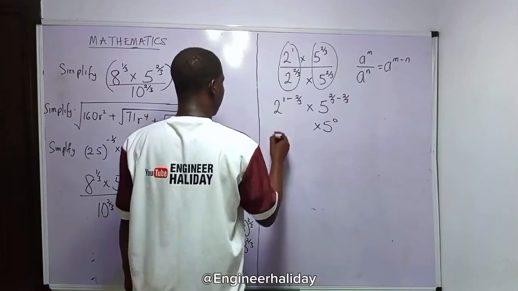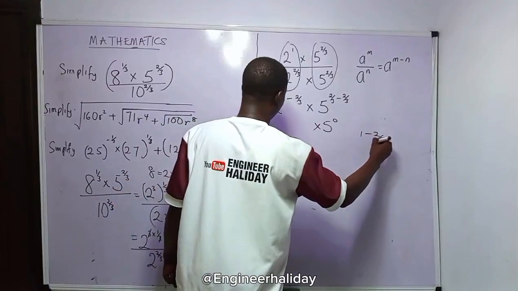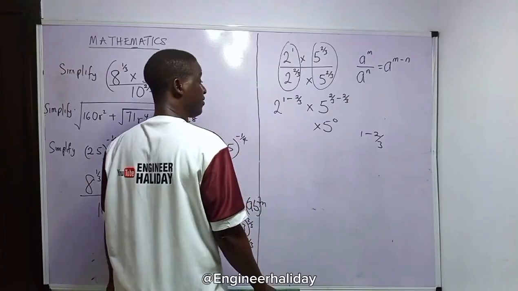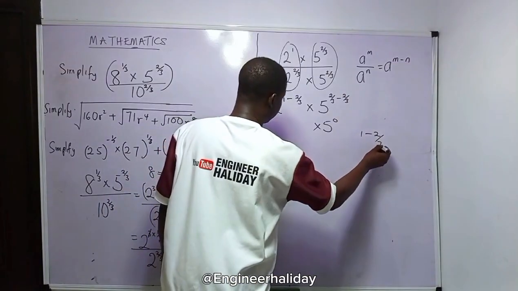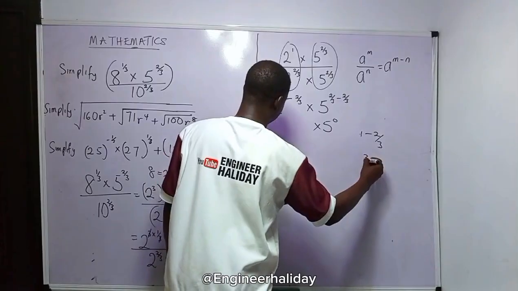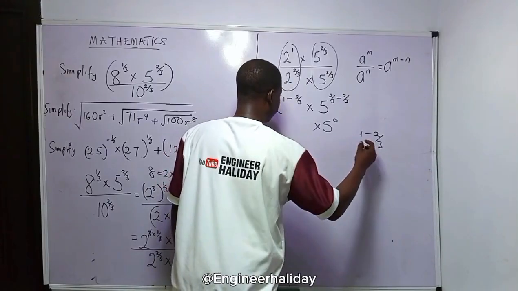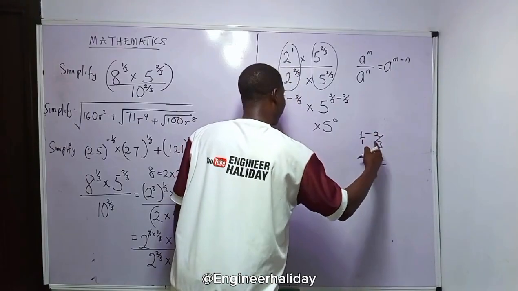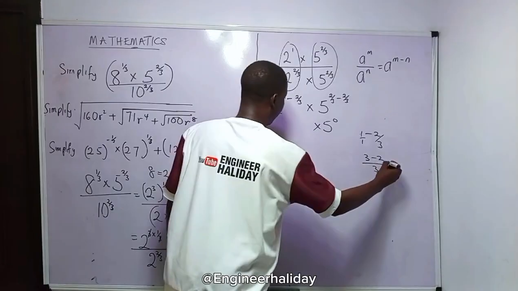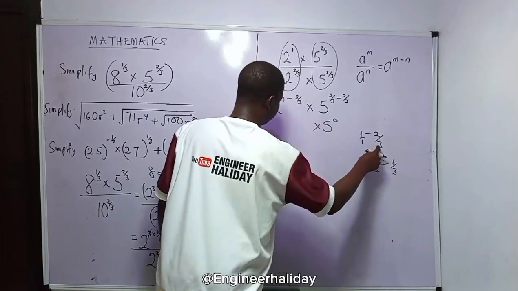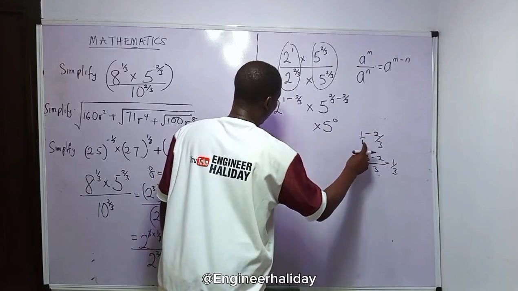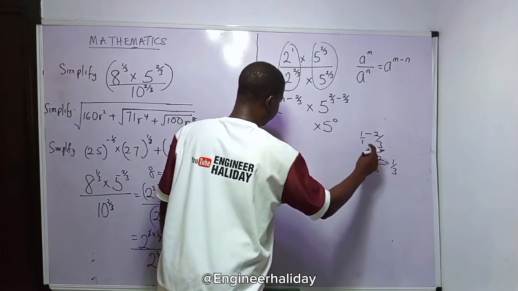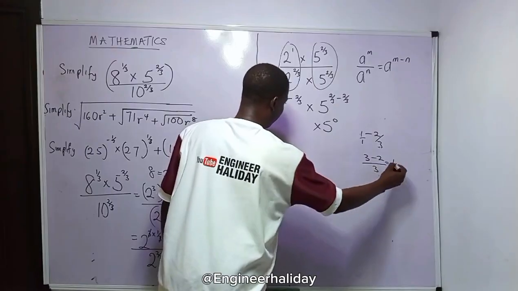Times now 1 minus 2/3. Just use the butterfly method. This times this is 3, then over 1. 1 times 2 is 2. Then 1 times 3 is 3. So our answer will be 1 over 3. 3 times 1 is 3, 1 times 2 is 2, then 3 times 1 is 3. So we are going to have 1/3.